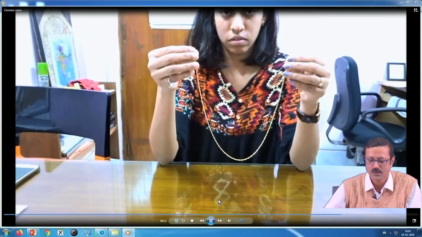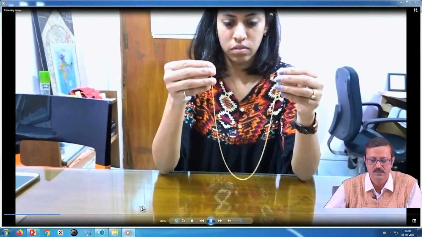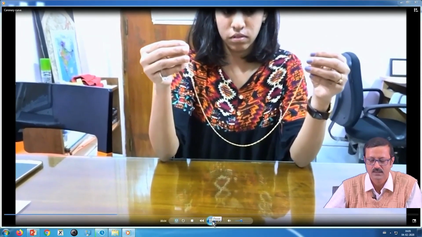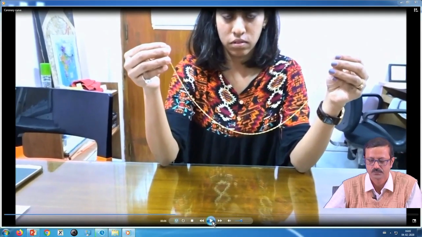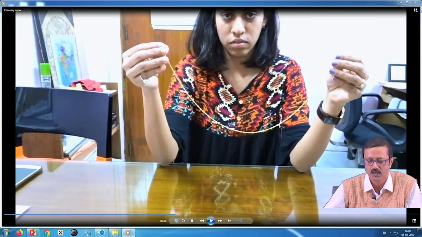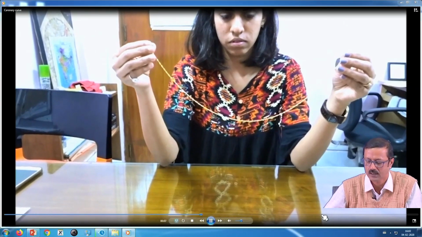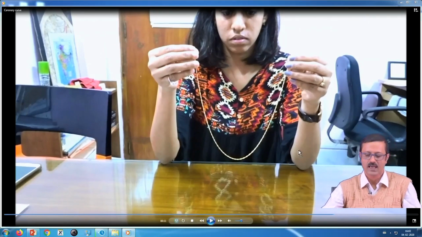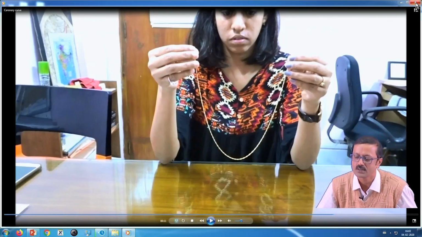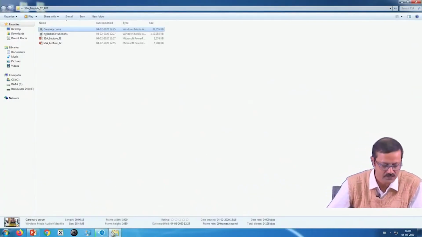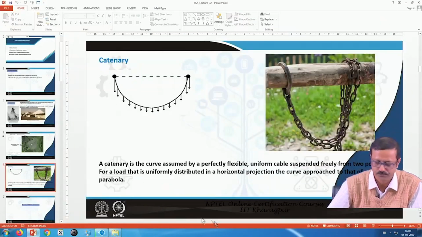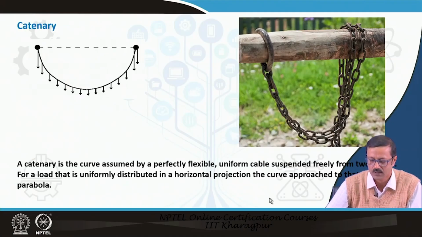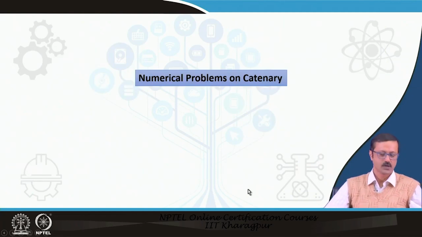And another very important thing is that, suppose I restart these things from here, when the span is larger, the sag is smaller, and when the span is smaller, the sag is very large. So this is one of the explanations of the catenary. Now let us go to some numerical examples on catenary.